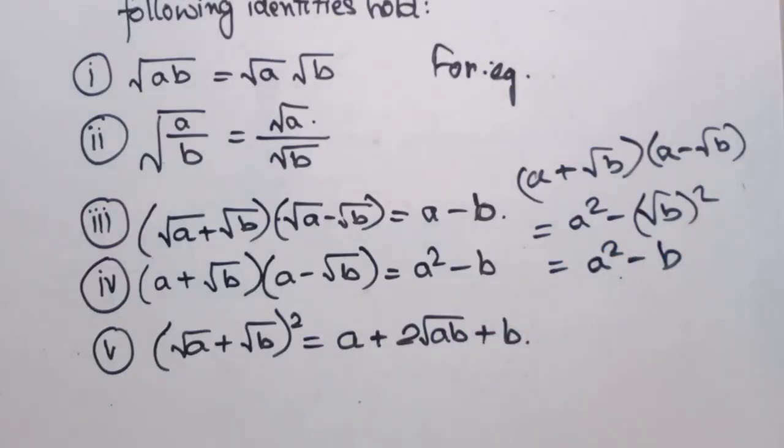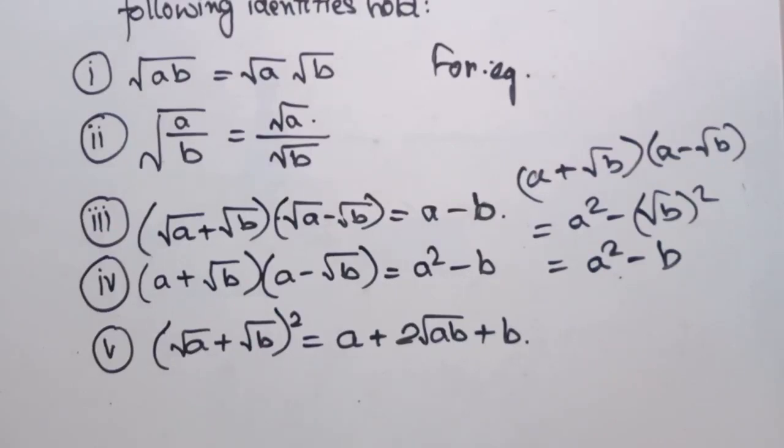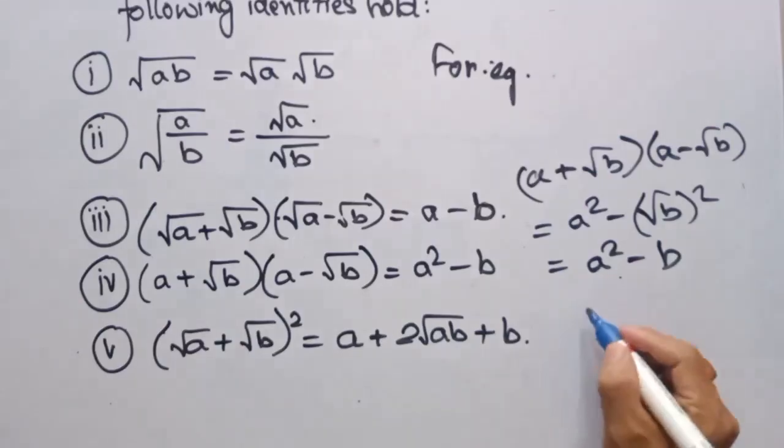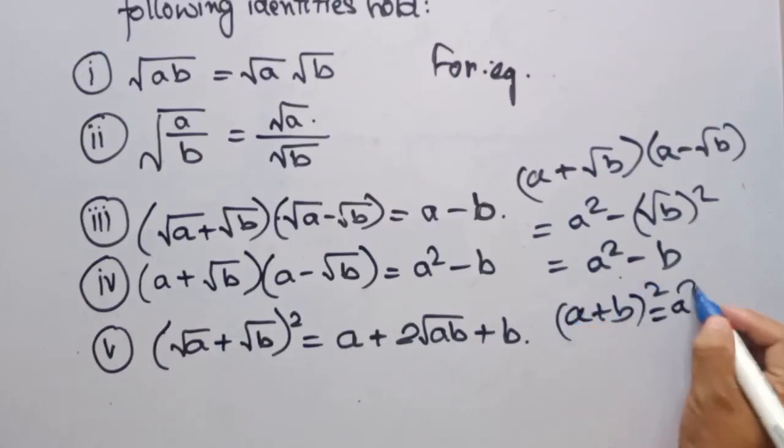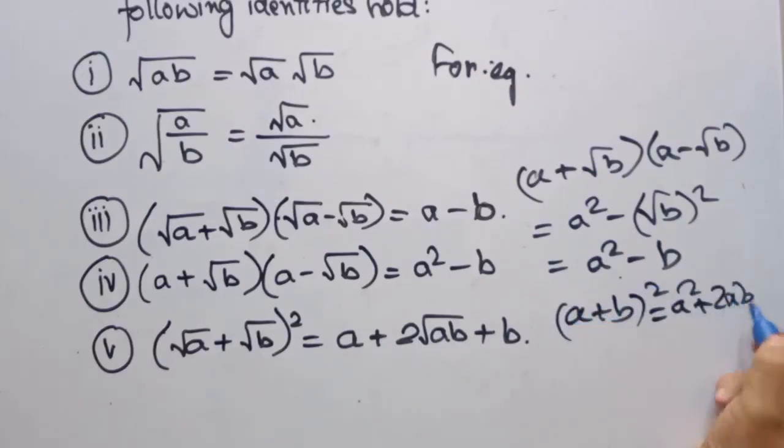Next, moving on to the last identity, there is root A plus root B whole square. Here we are using the identity (a plus b) whole square, which gives a square plus twice ab plus b square.